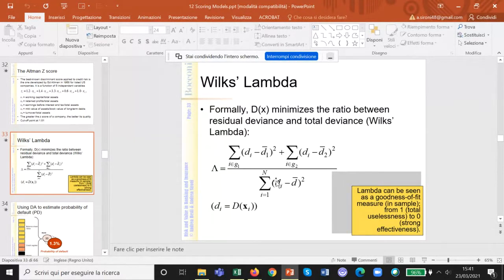So this lambda is a ratio that is basically taking a value of 1 if the model is completely useless, i.e. it doesn't discriminate at all, and it takes values very close to 0 if the model is very effective in discriminating between good and bad companies, okay?